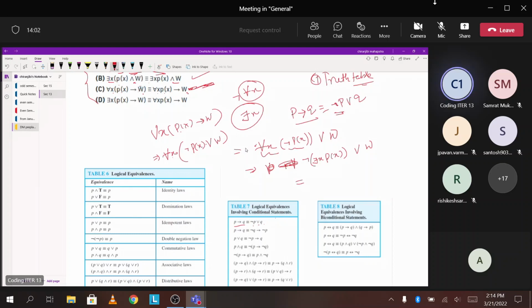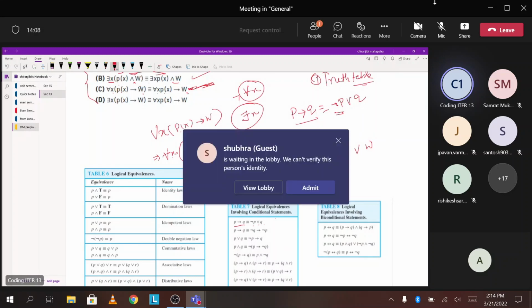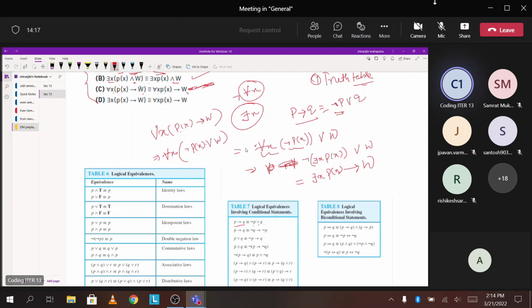So this negation of there exists x px or w can be written as there exists x px to px then w. So this statement is for all x px to w. That is for all. This is not correct. Here that must be there exists x px to w.